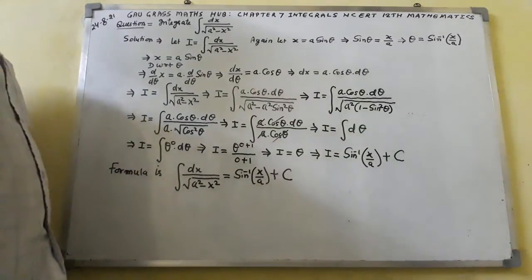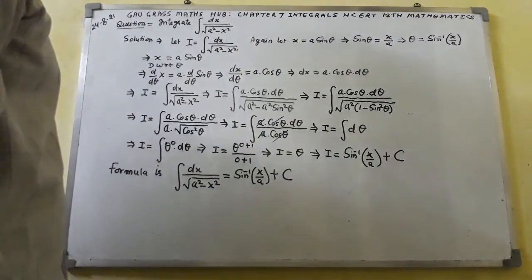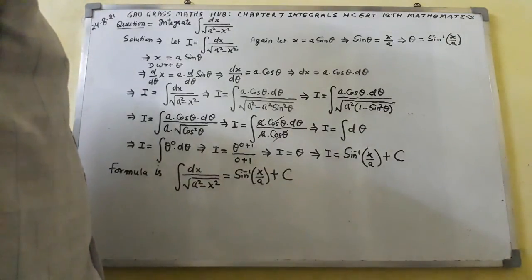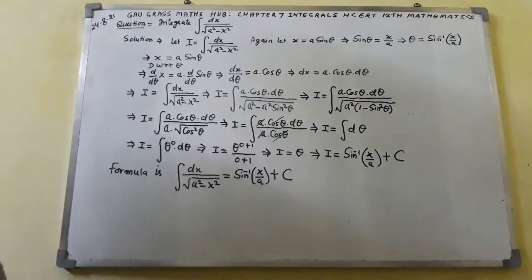This was the proper explanation of integrate integral dx over under root a square minus x square. The formula you have got here.